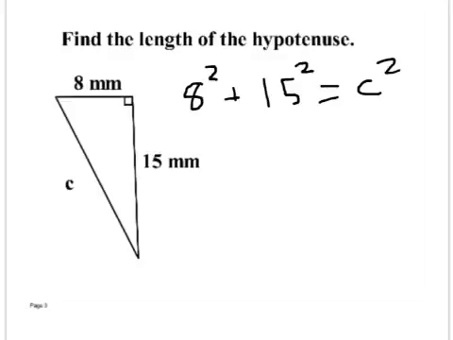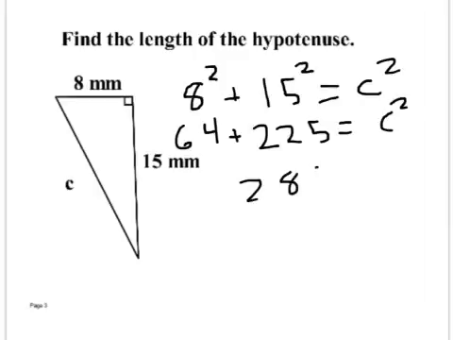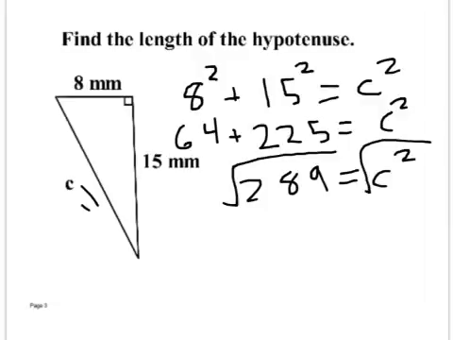So 8 squared is what? 64. What is 15 squared? 225. You add them up, you get 289. But is that my answer? No, I need to find c. We have c squared, so I square root it, because the square root of c squared is c. The square root and squared signs cancel each other out.